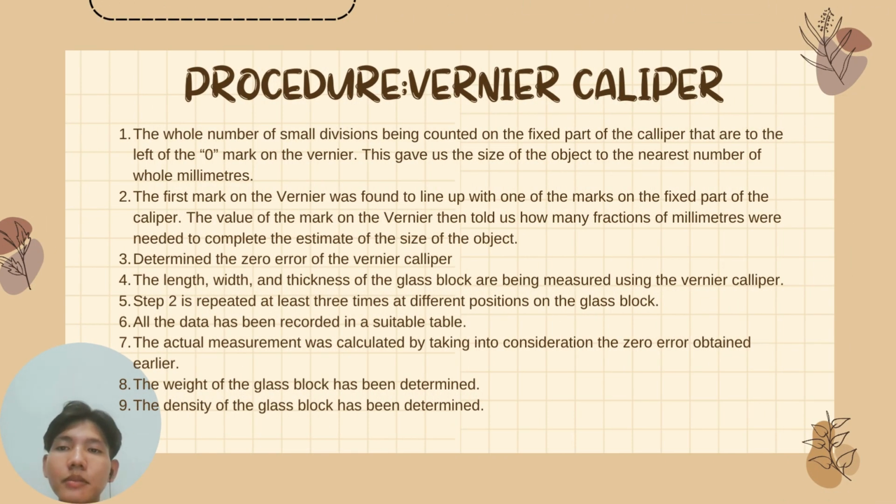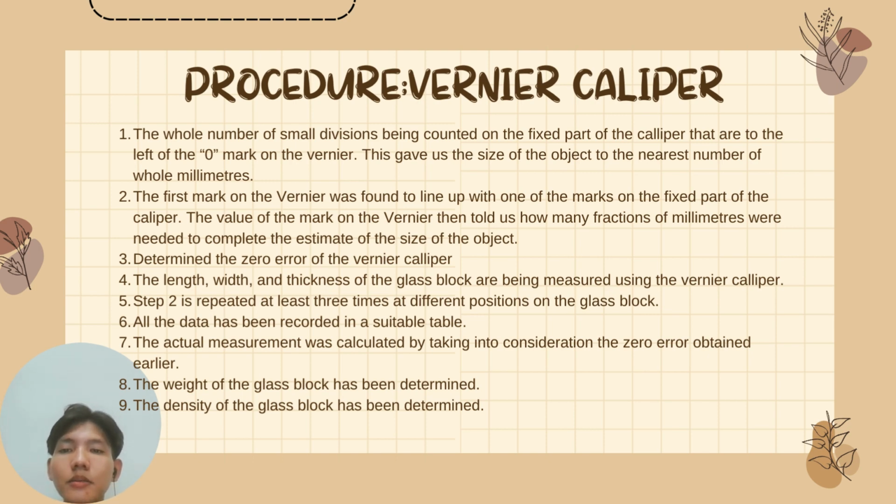Procedure for the vernier caliper. First, the whole number of small divisions is counted on the fixed part of the caliper that are to the left of the zero mark on the vernier. This gives us the size of the object to the nearest whole millimeter. Second, the first mark on the vernier is found that lines up with one of the marks on the fixed part of the caliper. The value of the mark on the vernier then tells us how many fractions of a millimeter are needed to complete the estimate of the size of the object.